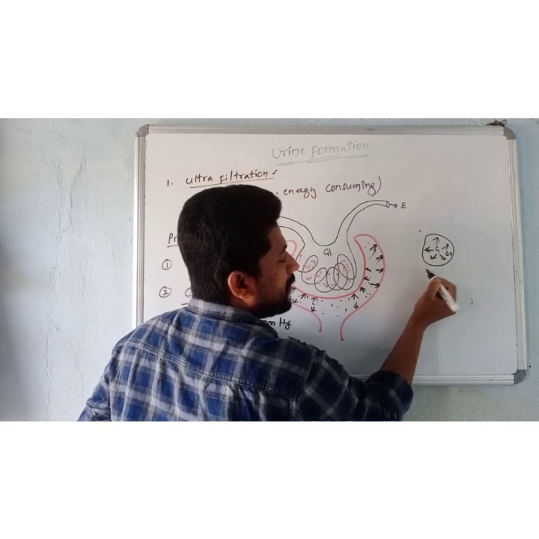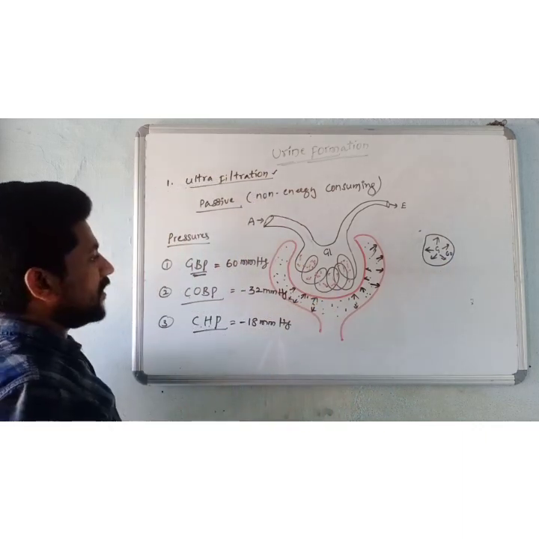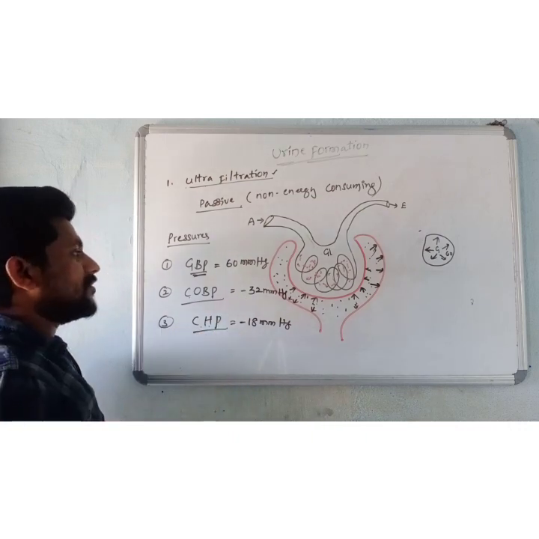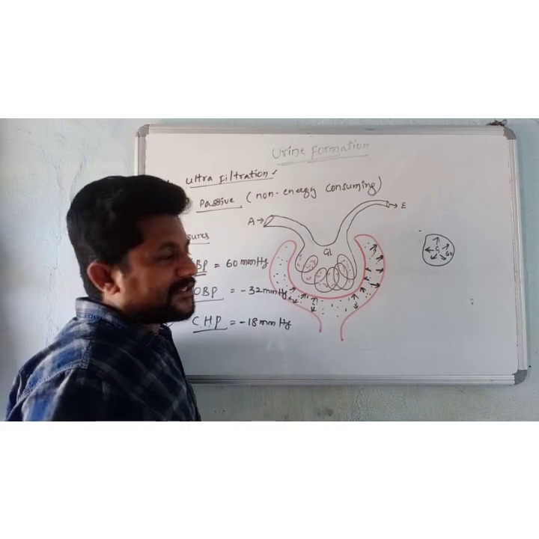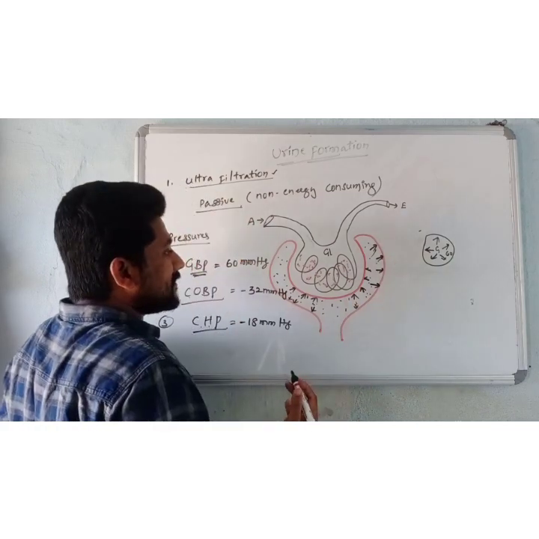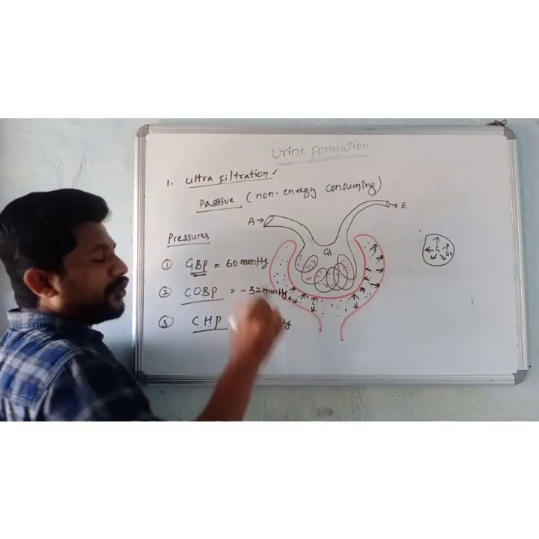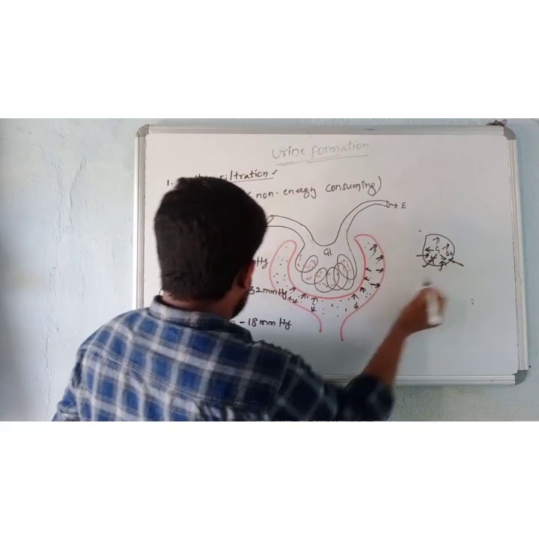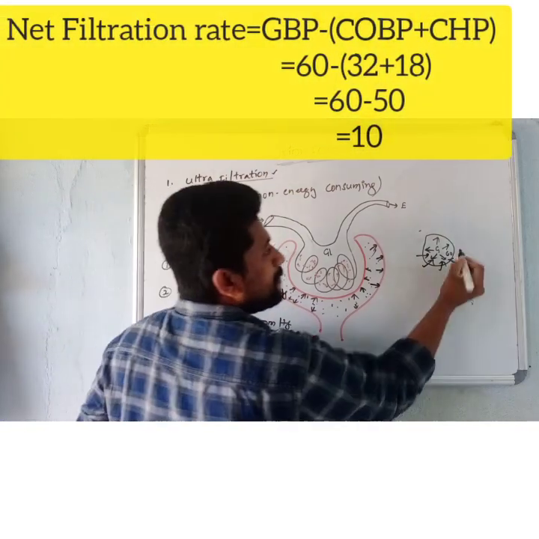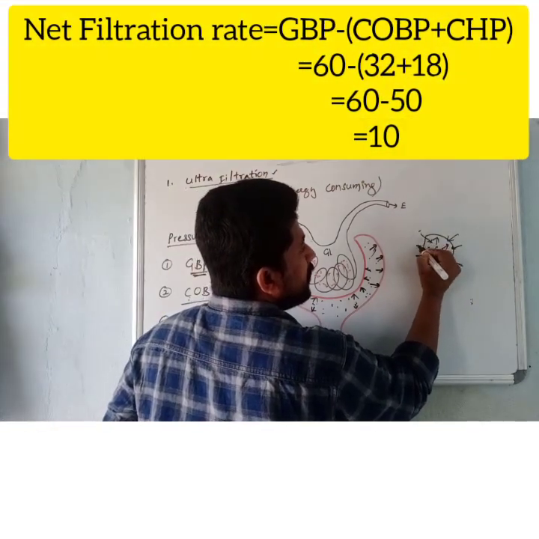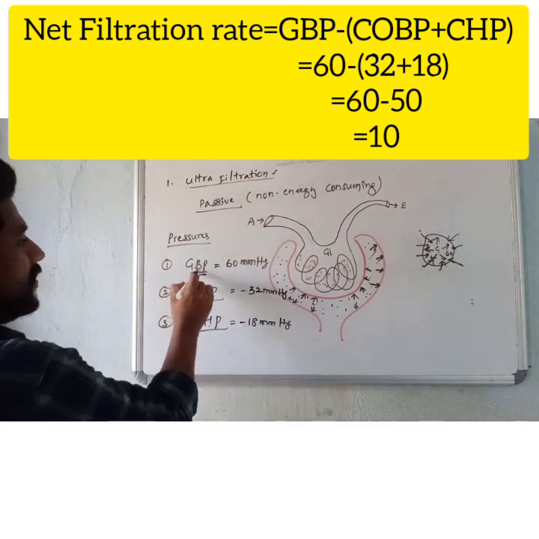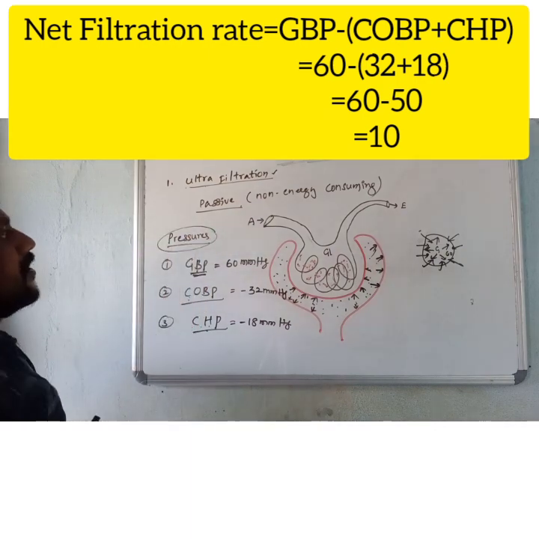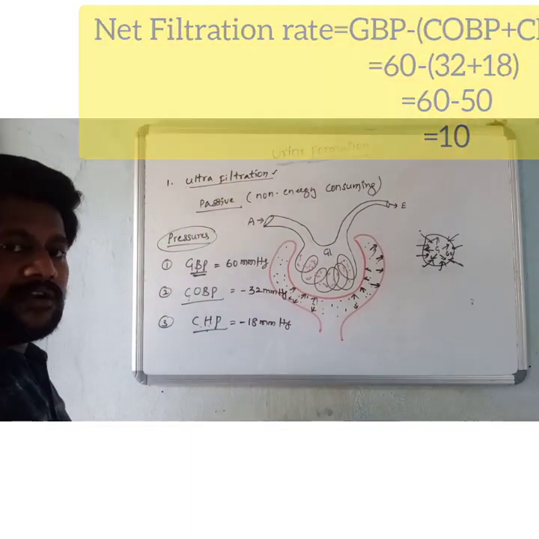It is nearly 60 mmHg. Due to the presence of some large plasma proteins, such as albumin, which are non-filtrate plasma proteins, they exert pressure against the glomerular blood pressure. So this colloidal osmotic pressure works against, or is negative to, the GBP. Okay, and these are all the pressures which affect the ultrafiltration or glomerular filtration.